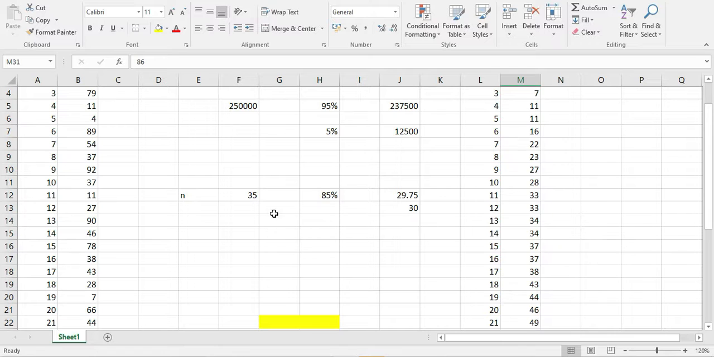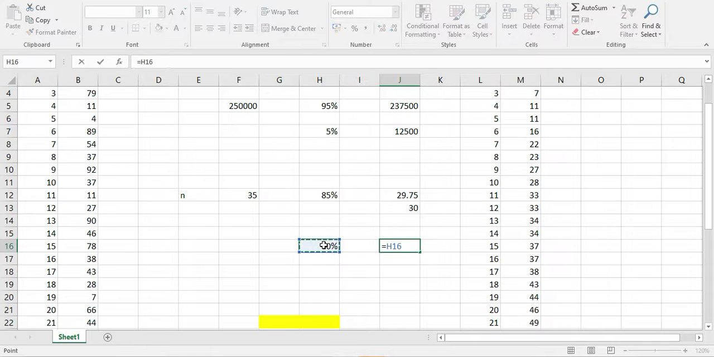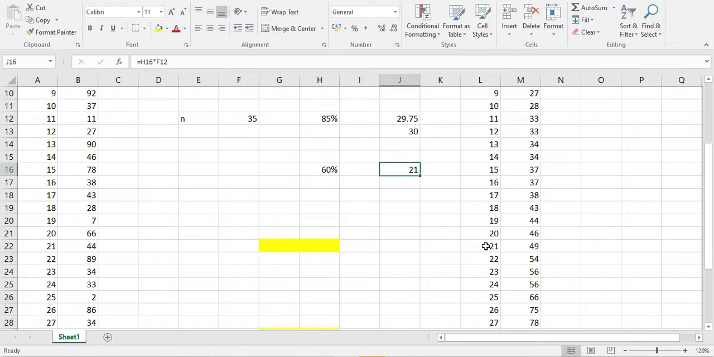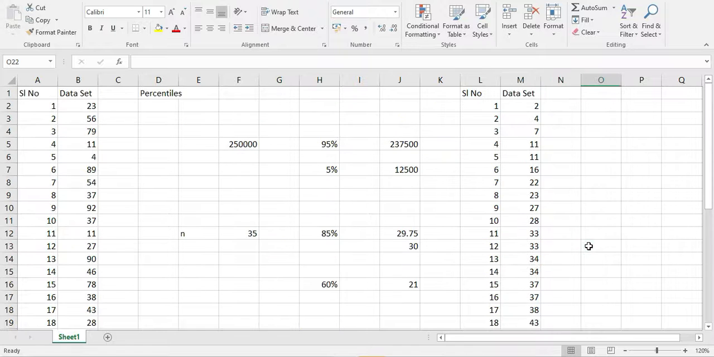Let's randomly look at another number. Let's try to determine what is the 60th percentile. Again, we need to determine the position of this. So 60th percentage of 35. 35 is the total number of observations. 21. So because it's a perfect whole number, we can straight away pick up the 21st number in the sorted array. That happens to be 49. The idea of percentiles is the position in a sorted array, and when you say a 60th percentile, it means at least 60% of the values will lie below that, and at most 40% will lie above that.